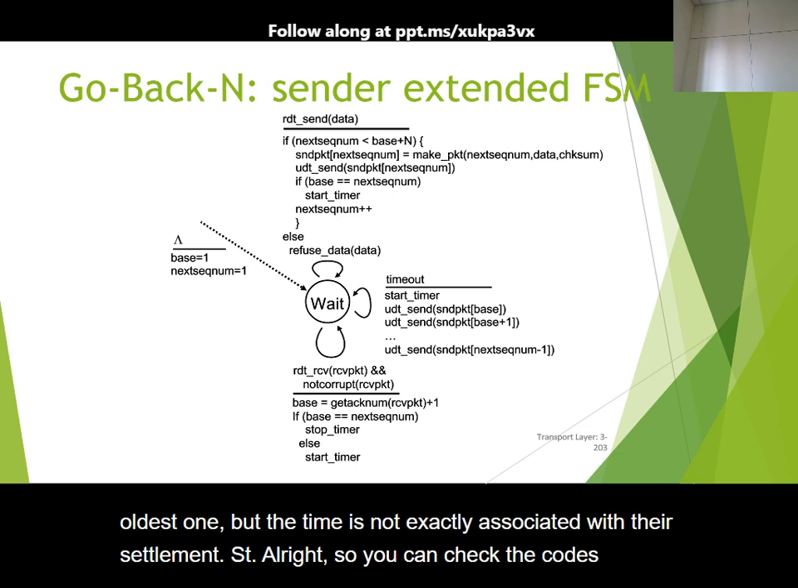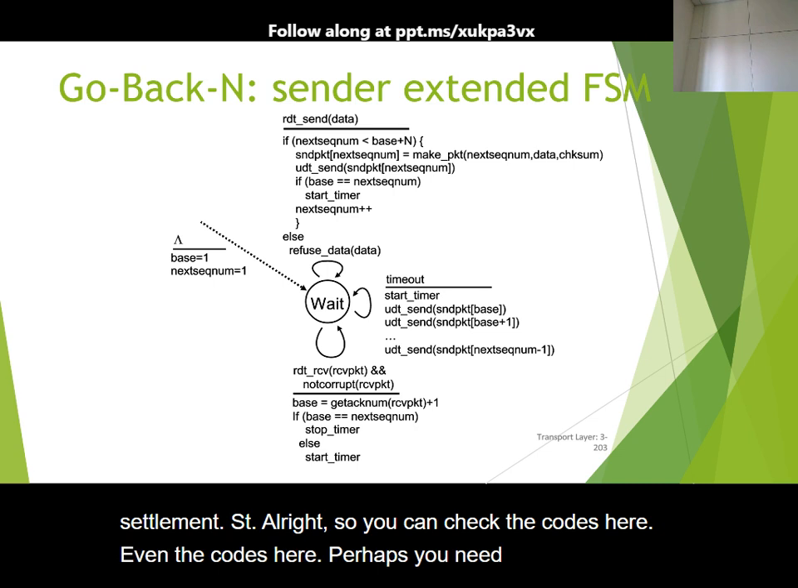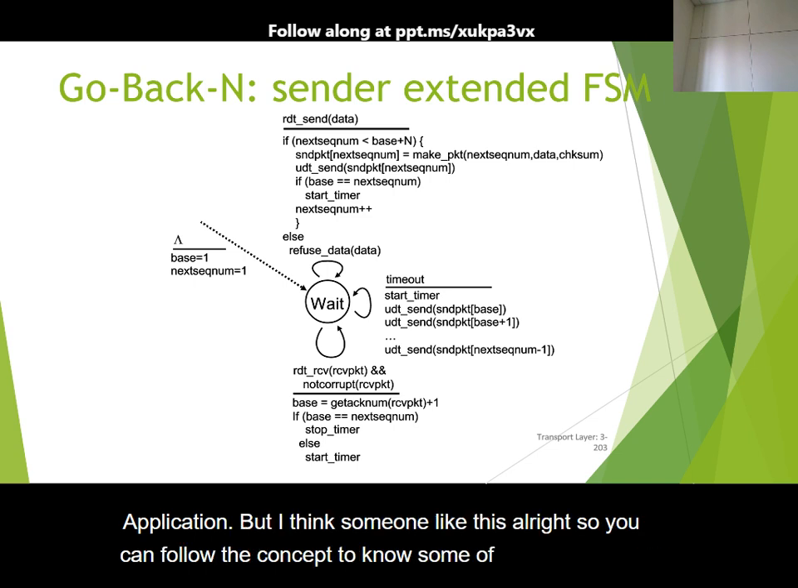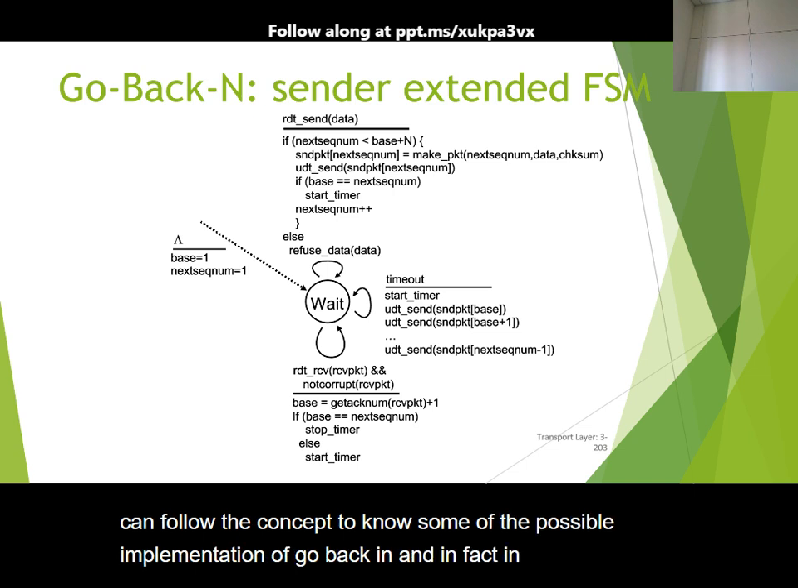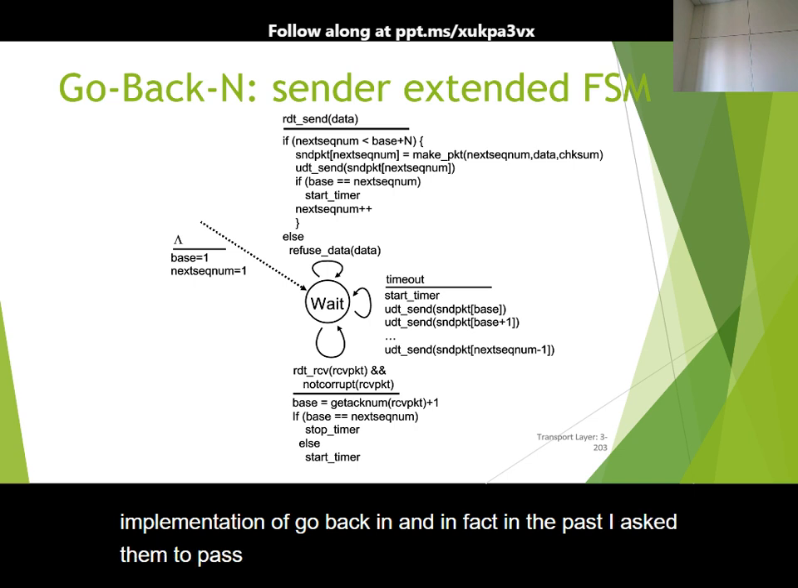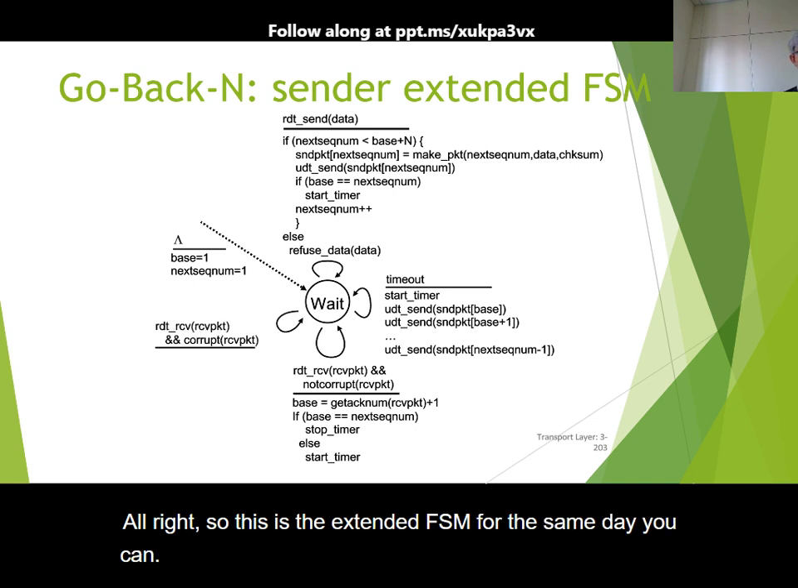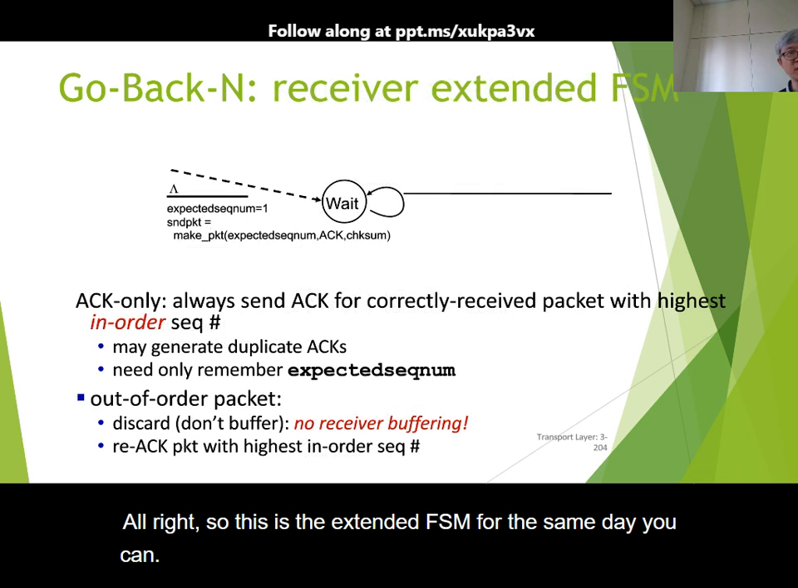Even for the code here, perhaps you need to have some explanation, but I think something like this. So you can follow the concept to know some possible implementations of Go-Back-N. In fact, in the past, I asked students to parse the FSM here to draw the diagram of possible message exchanges. So this is the extended FSM for the standard. You can take it for reference. I won't go through it in detail, but just let you know.